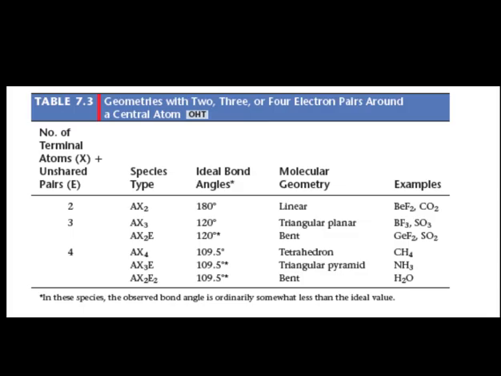So this chart summarizes what we've talked about. It's the forms based on AX2 through AX4 with the effect of unshared pairs and also multiple bonds.